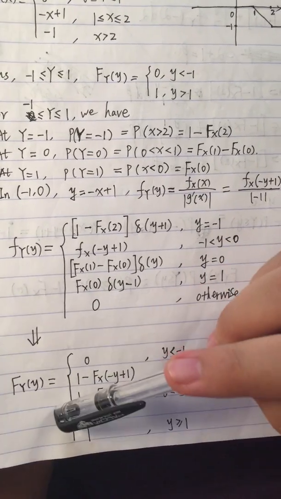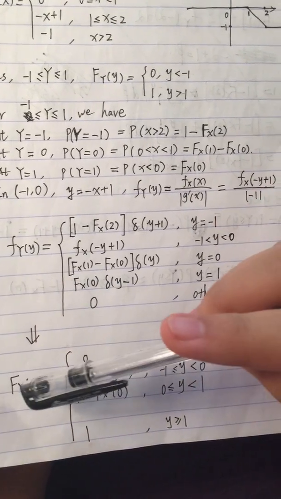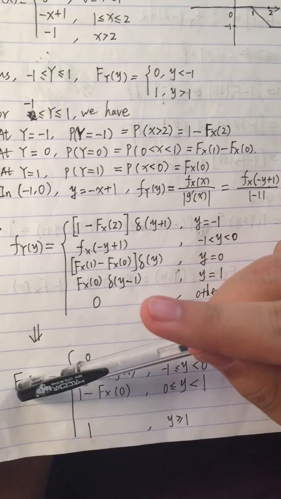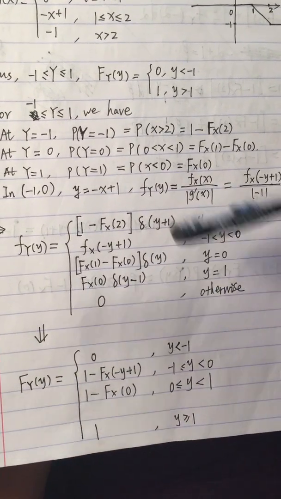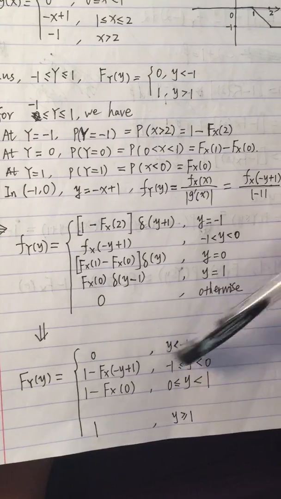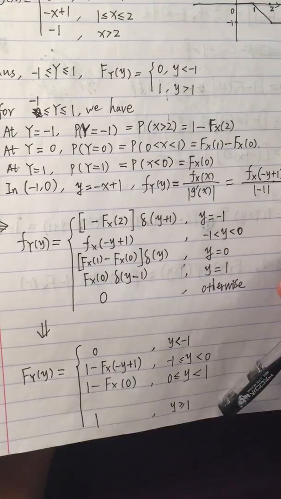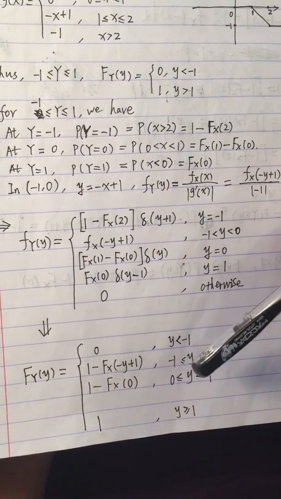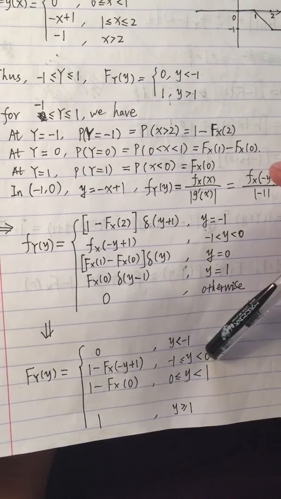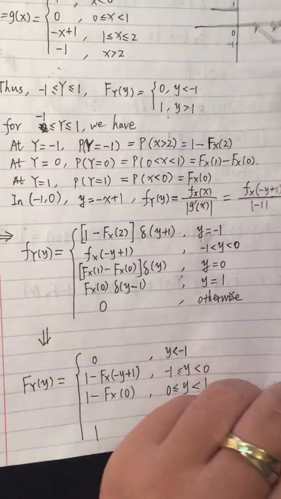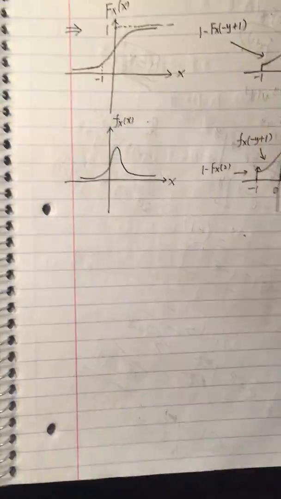After that, we can do an integral of the f_Y(y) and calculate the capital F_Y(y). It's 0 for y less than minus 1, and for y more than or equal to 1 it is 1. We can easily find that. And for y from minus 1 to 0 and 0 to 1, we can calculate it like this.